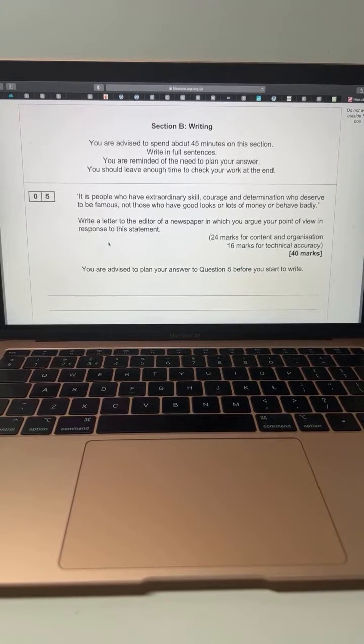Conclusion tips and predictions. If you're talking about the conclusion for question 5, you're essentially echoing what you said in your first paragraph. You're in a way repeating it, but in a different way.